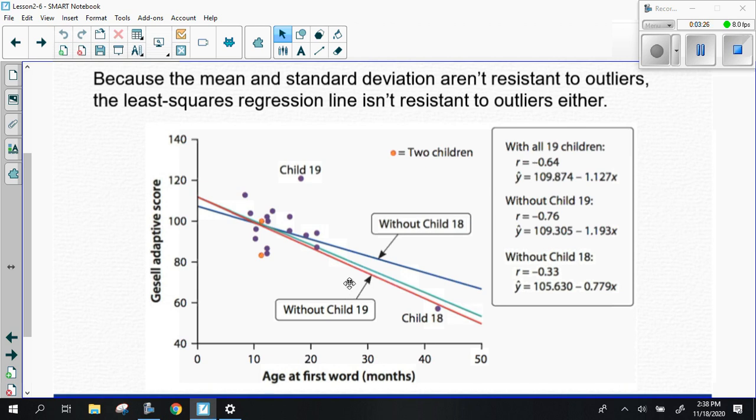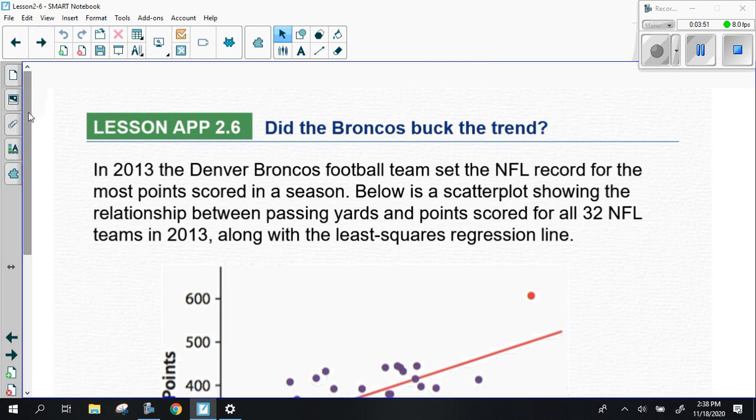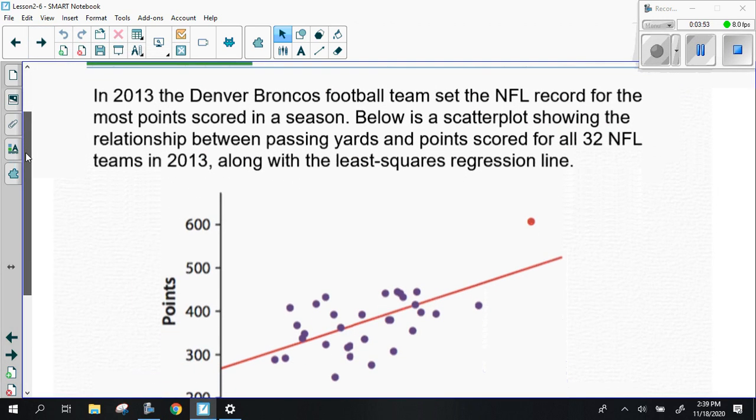If we look at child 19 over here, child 19 is not as extreme of a value, right? But you can see that it does have an effect on the slope. We can see all of these different regression equations. Let's go ahead and work on this.